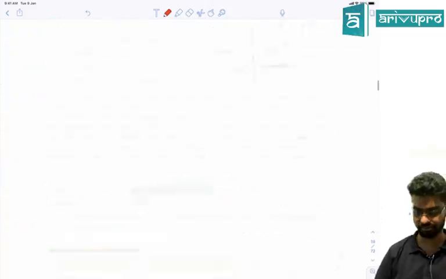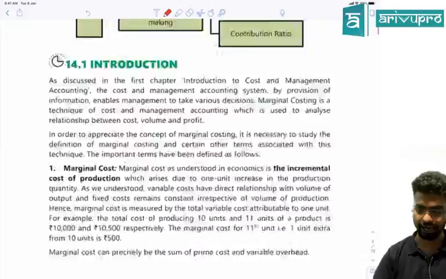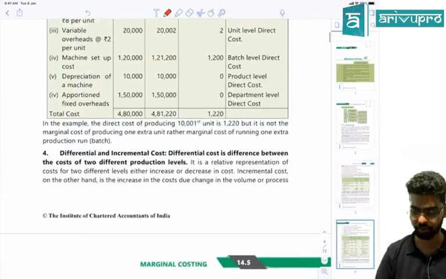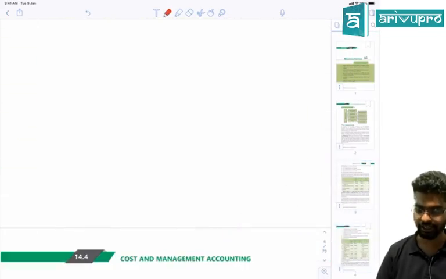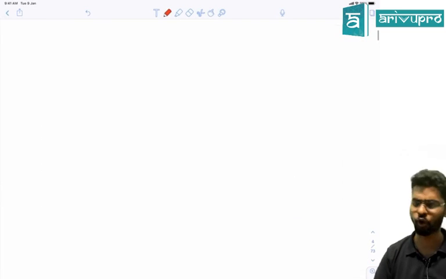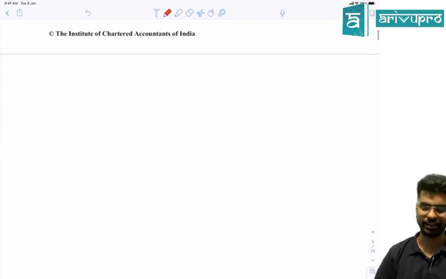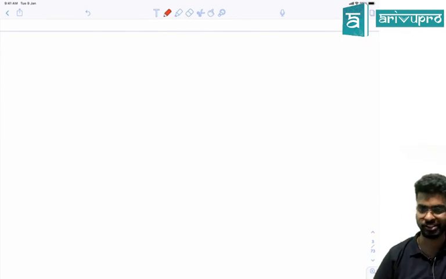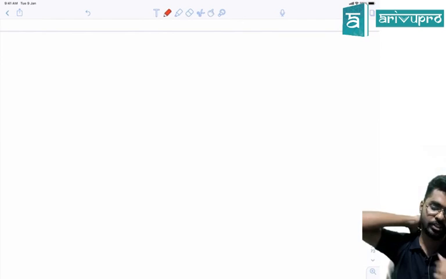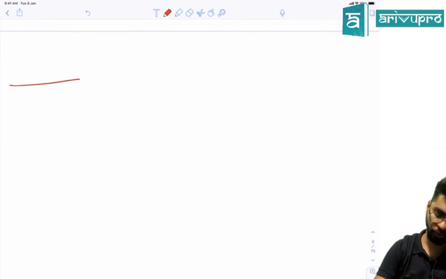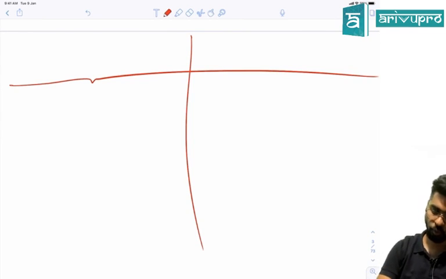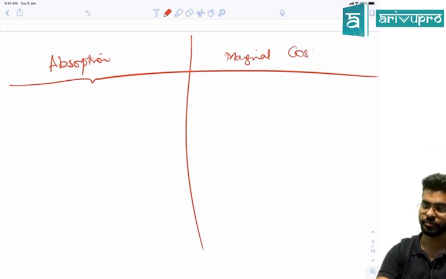So I'll just give you a brief about what this last topic, marginal costing, is about. I want you guys to just understand the concept. Most of the time, you don't get a question on it, but as a costing student, you need to know what goes into it. See, there are two ways of costing. One is called absorption costing, another one called marginal costing.